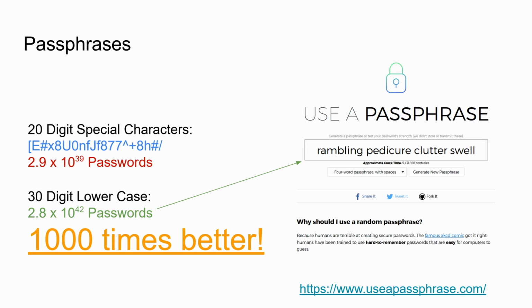there's a thing called passphrases. And what it is here we've randomly generated a passphrase, and it's 30 digits of just lowercase letters. But the phrase is pretty easy to remember. It's rambling, pedicure, clutter, swell, right? Anyone can remember that. It's a lot easier to remember than the special character randomized password. And so when we do that, we have 30 digits there. It's 2.8 times 10 to the 42nd total number of passwords, which, believe it or not, it's 1,000 times better. And we're just using lowercase letters, which is pretty crazy.